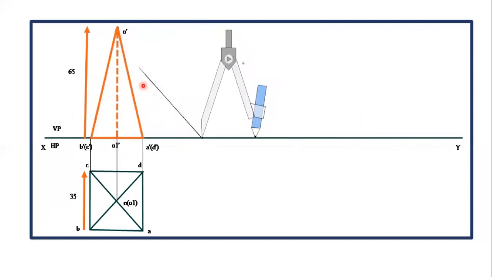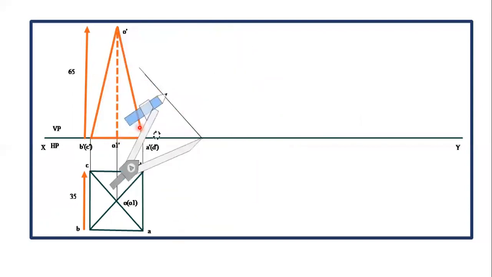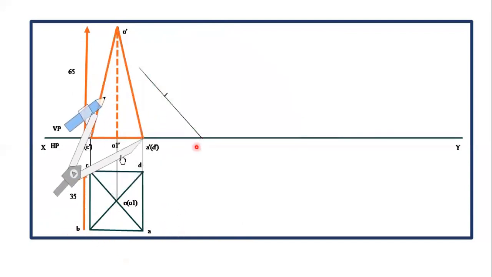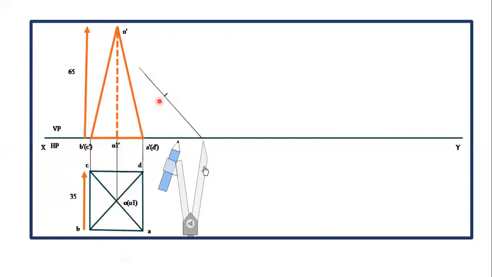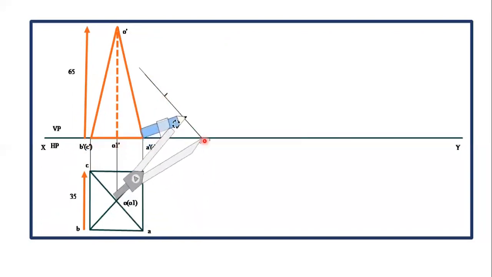So draw the inclination. So whatever the inclination, that should be 90 minus the inclination with respect to HP. Draw an inclination line. Measure from A dash to B dash, cut an arc again from A dash to O1 dash. With A dash on the XY line, cut an arc.